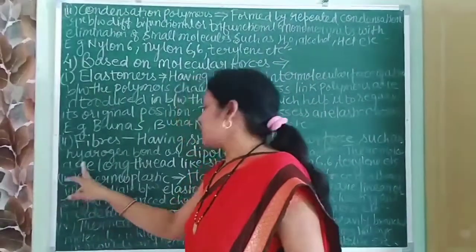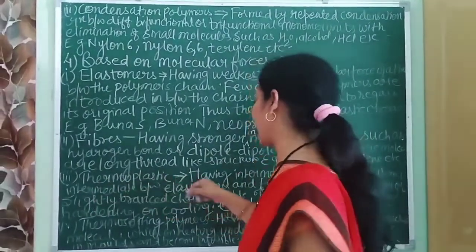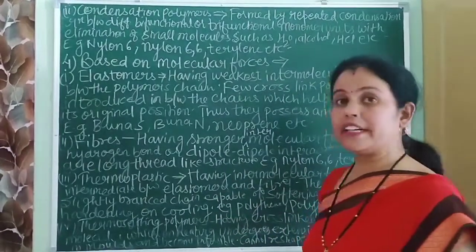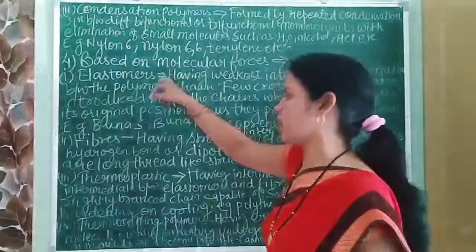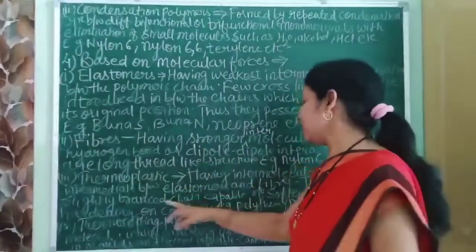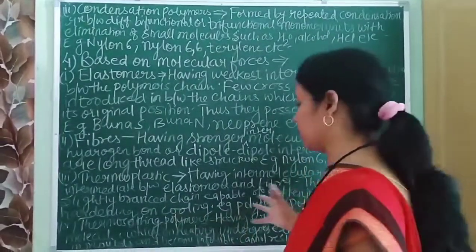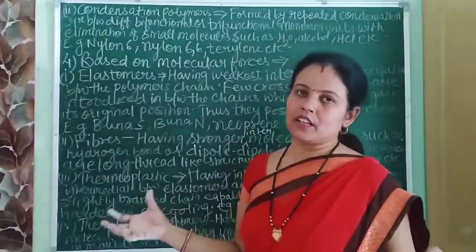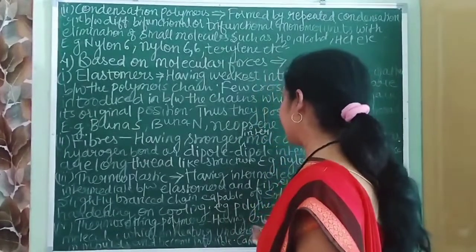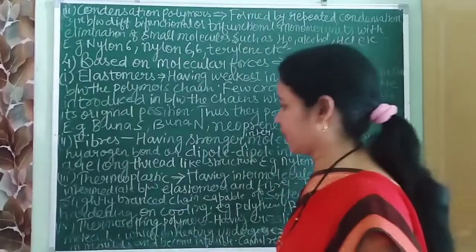Now, the third type of classification based on molecular force is thermoplastic. These polymers have intermolecular force of attraction intermediate between elastomers and fibers. These are linear or slightly branched chains and capable of softening on heating. If we heat them, they will become soft, and when they cool, they become hard again. For example, polythene, polystyrene, etc.